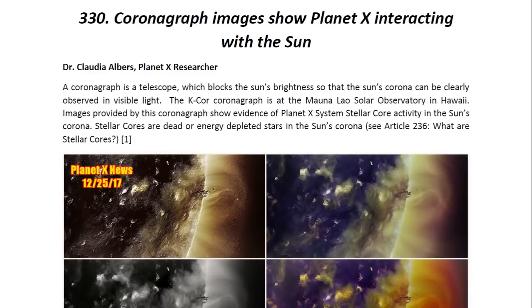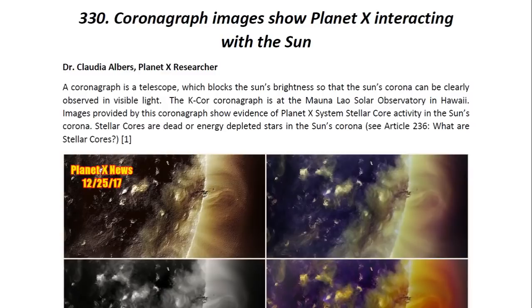This one is entitled Coronagraph Images Show Planet X Interacting with the Sun. Now, a coronagraph is a telescope which blocks the sun's brightness so that the sun's corona can be clearly observed in visible light. The K-Core coronagraph is at the Mauna Loa Solar Observatory in Hawaii. And images provided by this coronagraph show evidence of Planet X system stellar core activity in the sun's corona.